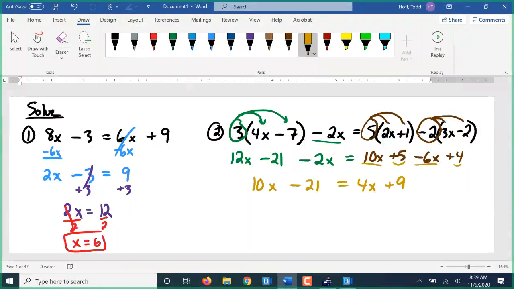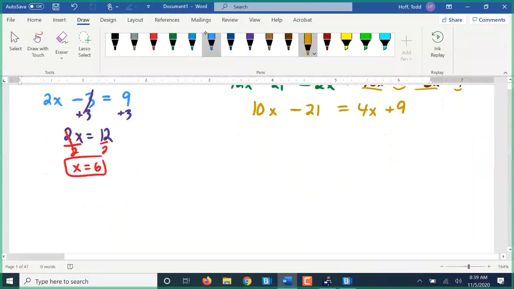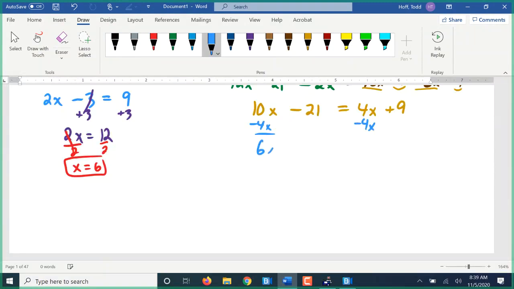We've combined what we can combine on either side. We still have a variable on both sides, so we have to get rid of one. Subtract the 4x from both sides. So 10x minus 4x is 6x. Still have the minus 21 there. Equals, here the 4x is gone, we just have the 9.